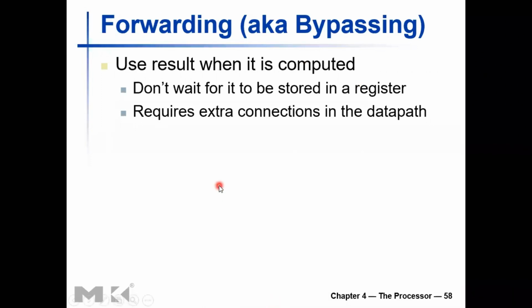Then to solve this to a certain extent, we can introduce a solution called forwarding or bypassing. That is, use the result when it is computed, not wait until it is stored in the register, right? In order for us to implement this, we need extra connections in the data paths, extra control logic and extra registers, a lot of different things.